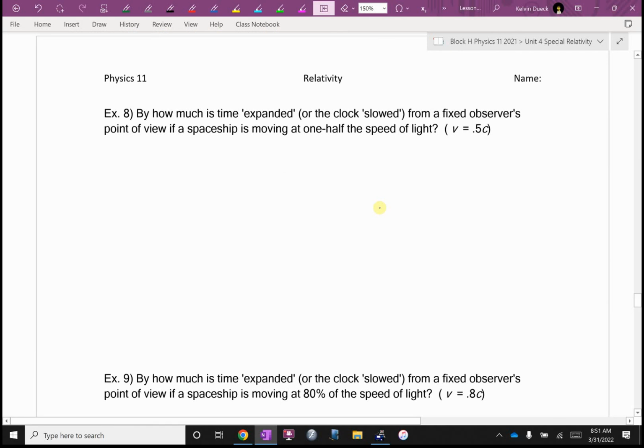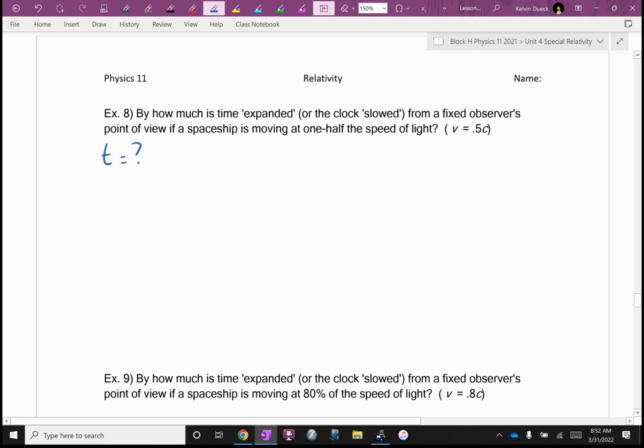By how much is time expanded, or the clock slowed, if a spaceship is moving at 1/2 the speed of light? What's this question asking me to find? This question is kind of vaguely worded. It says, by how much does time expand? Oh, from a fixed observer's point of view. Fixed observer's point of view, is that t or t0? Okay, I guess this wants me to find t.